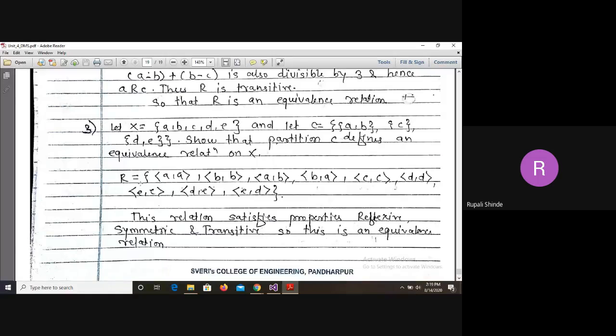Second property, symmetry. Now check whether this one is symmetric. Check for the reverse of every ordered pair. So this is symmetric because A comma B, B comma A is there, for D comma E, E comma D is there. So the reverse of every ordered pair is present here. So this is symmetric. Now check for transitive. Yes, it is transitive. How?